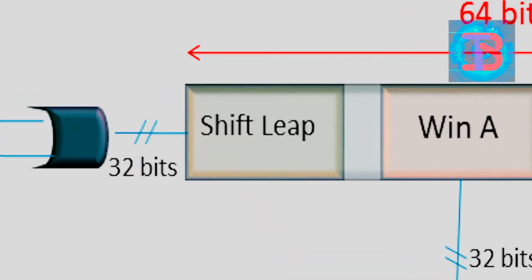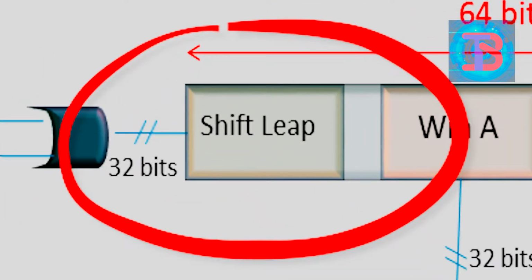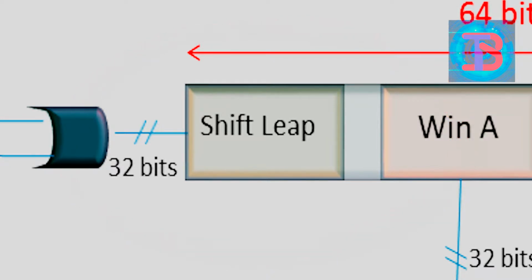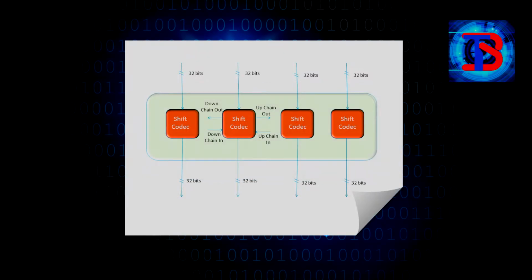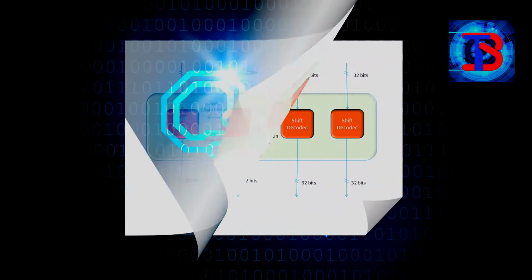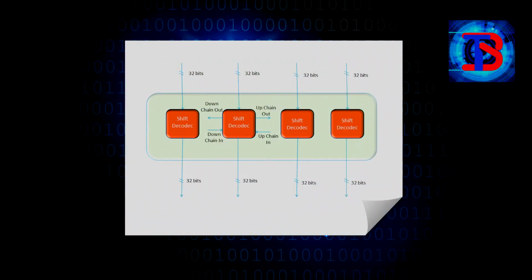The shift leap is a parameter that defines how many bits are going to be shifted in each cycle. This value is between 1 bit and 15 bits per cycle. The rake codec and the rake decodec are formed by grouping 4 shift codecs and 4 shift decodecs respectively. This group of shift codecs and shift decodecs can process blocks of 128 bits.